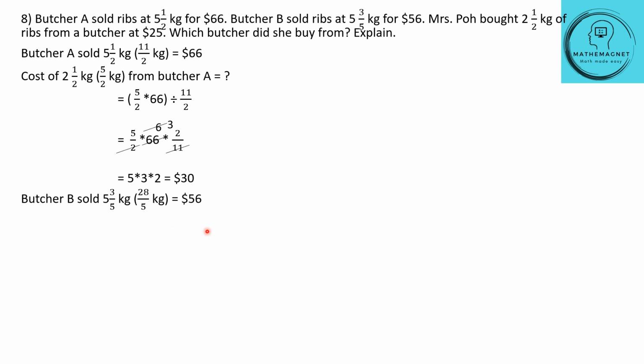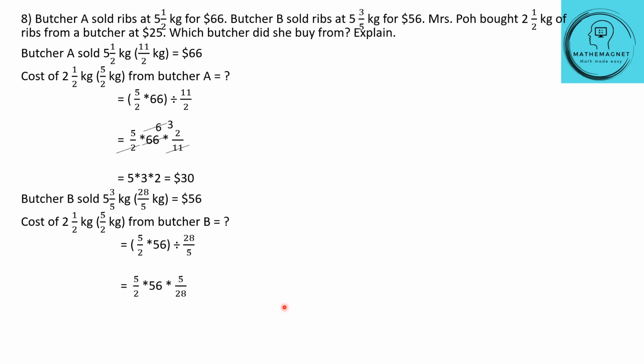So for 28 by 5 kg it is $56. For 2.5 kg, turning into an improper fraction, it becomes 5 by 2 kg. So for 5 by 2 kg from butcher B, how much will it cost? It will be 5 by 2 into 56 divided by 28 by 5. Division becomes multiplication, and 28 by 5 gets flipped, it becomes 5 by 28. Now 28 and 56 cancel out each other. How many times? 2 times. Now 2 and 2 can cancel out each other. Now it becomes 5 into 5, which is equal to $25.